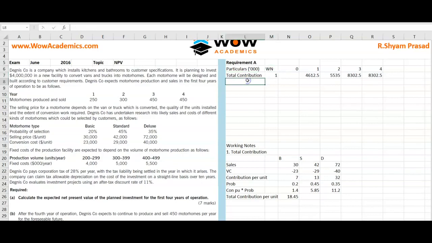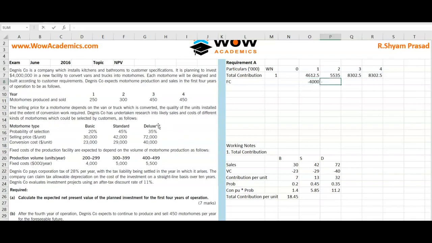Okay, so we'll go to the next one. So the next one is fixed cost. So we'll have it as fixed cost. Fixed cost is in a range, so we have to work out in a range and find it out. So when we produce 250 units, the fixed cost is going to be 4,000. It is already in thousands only, so we have to take the 4,000 directly.